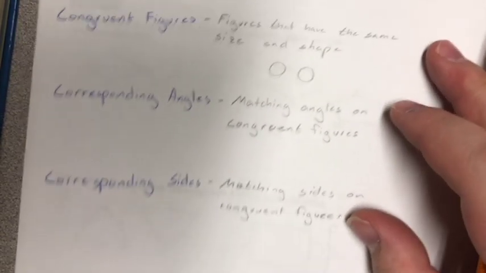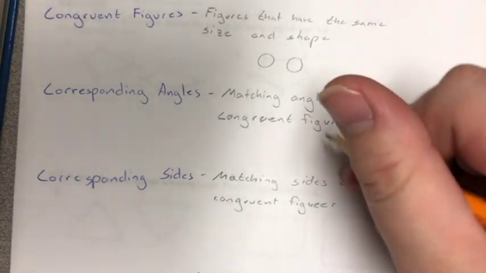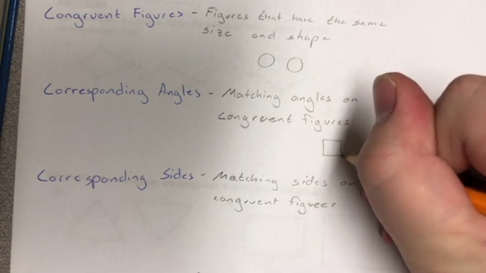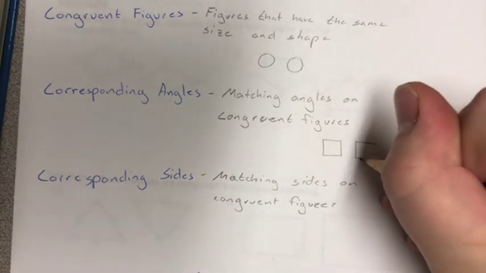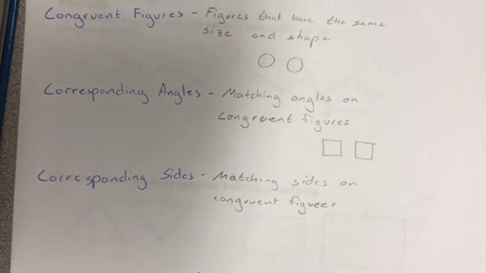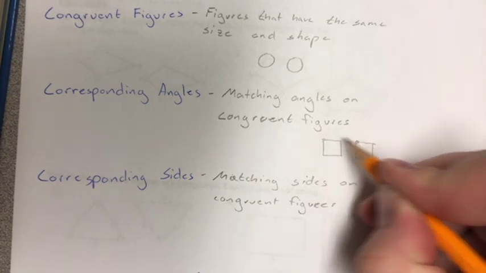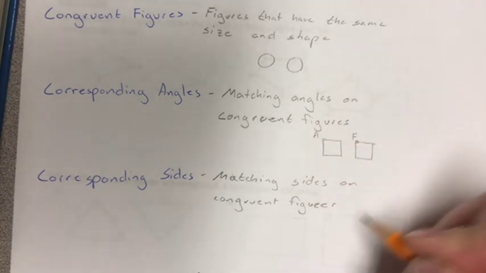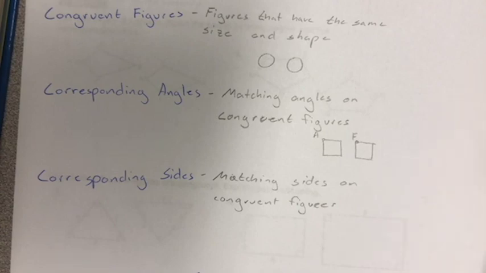All right, corresponding angles are matching angles on a congruent figure. So if I were to have, say, two squares that were identical, and again, this is to the best of my ability of hand drawing, these two things are identical. This angle right here and this angle here, we'll call that A and we'll call this F. Angle F and angle A are congruent. These two are the same angle.